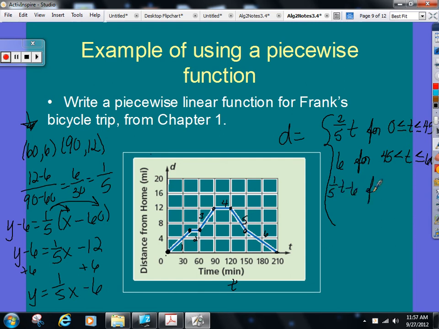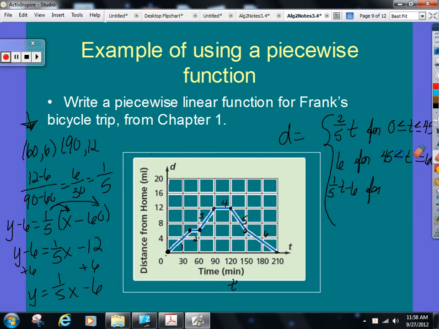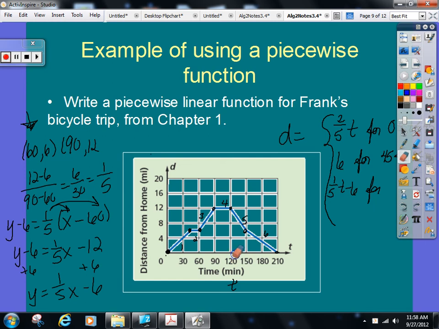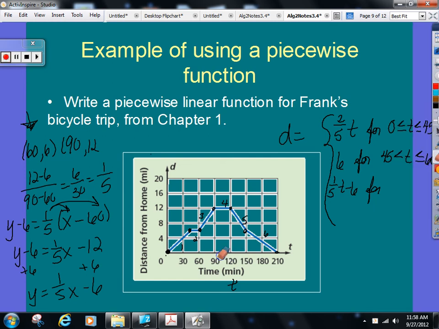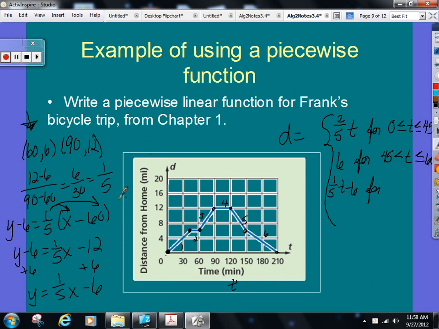When does this work? For 90 to 1, oh, are you for real? Did I mess this up? Nobody told me. It's because I'm by myself in here. That was 120, guys. No, it wasn't. Oh, I did that right. Just kidding. False alarm. I was looking at this next piece. 60, 6, 90, 12. Oh, we're all good.